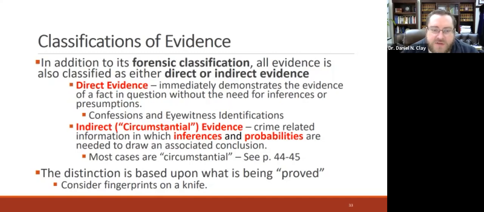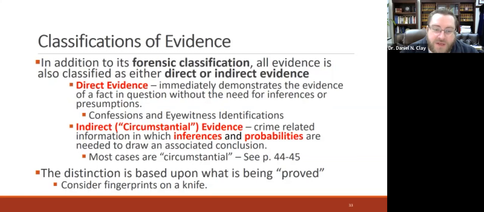So to that end, those are really the only two times when we don't need information or make inferences. That's direct evidence. Direct evidence is very, very rare. It's also, especially if we're talking about confessions and eyewitness identifications, the most likely to not be reliable, right? So direct evidence is no inference, but also the least likely to be reliable. Instead, where we fit most evidence is into indirect, otherwise known as circumstantial evidence.